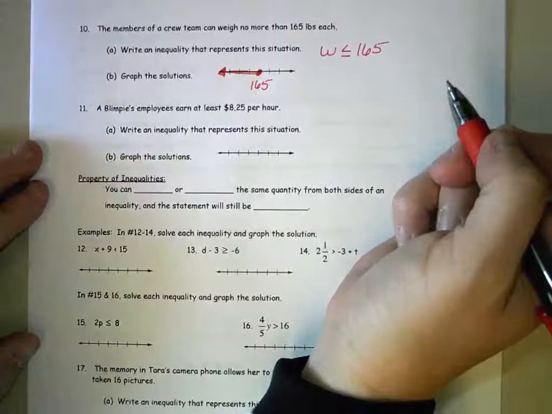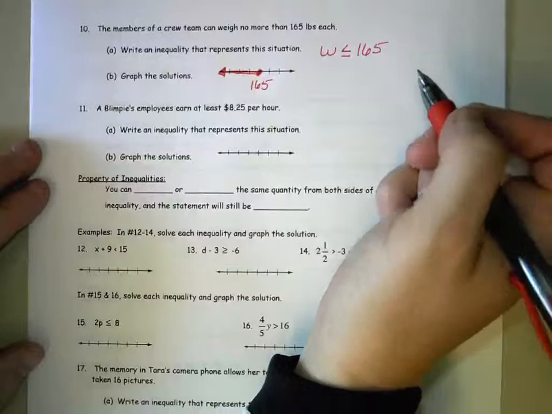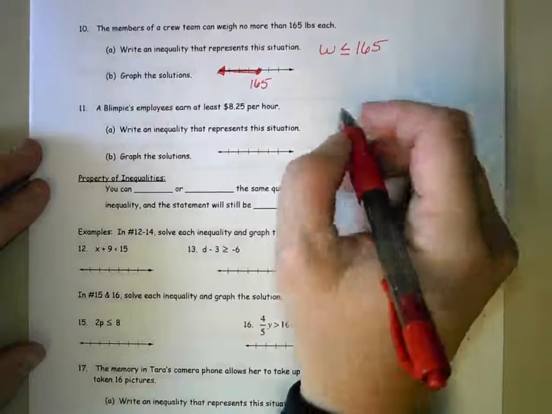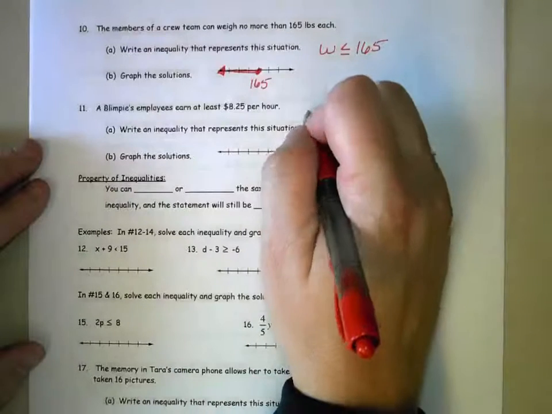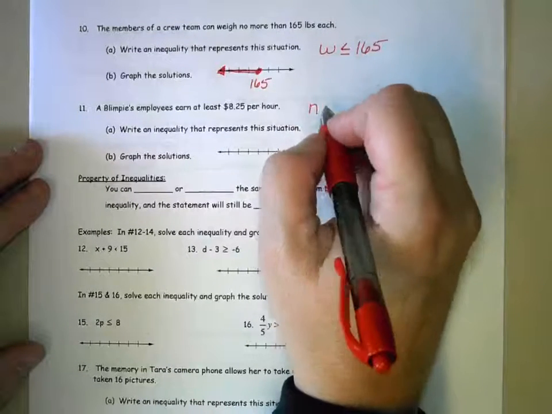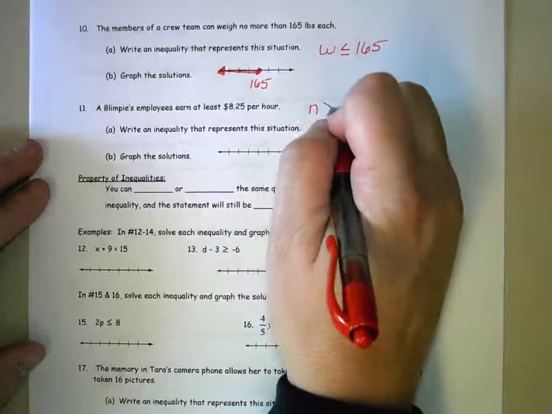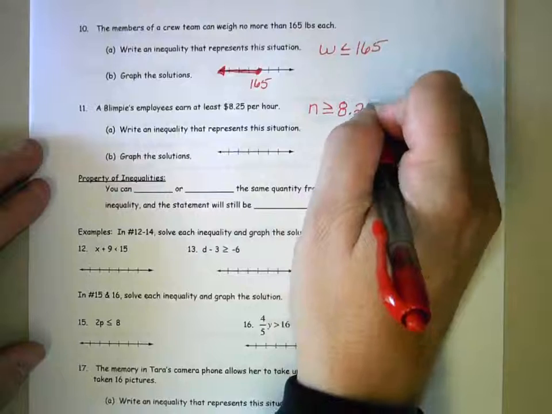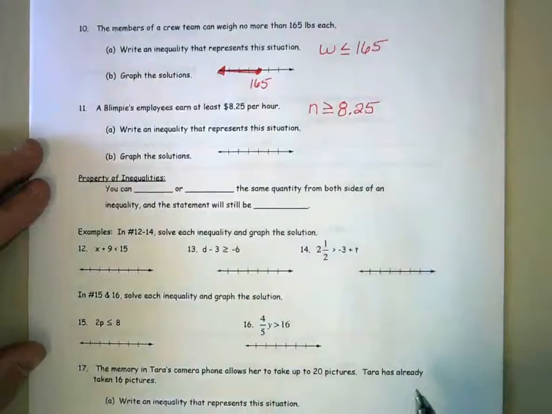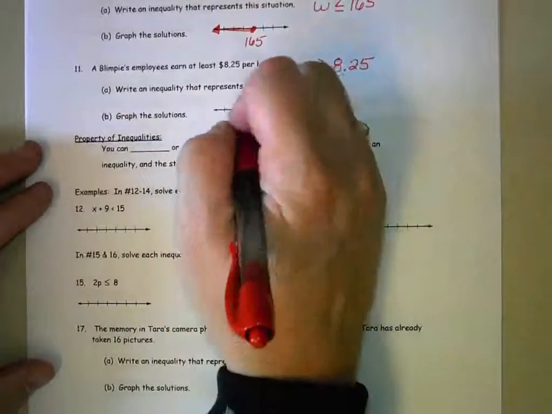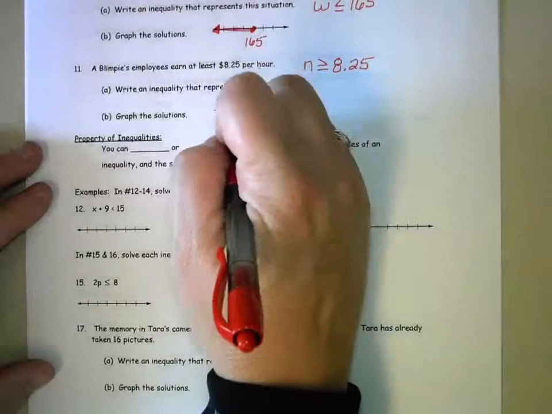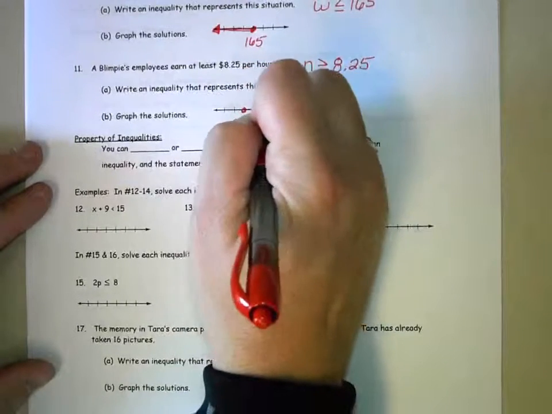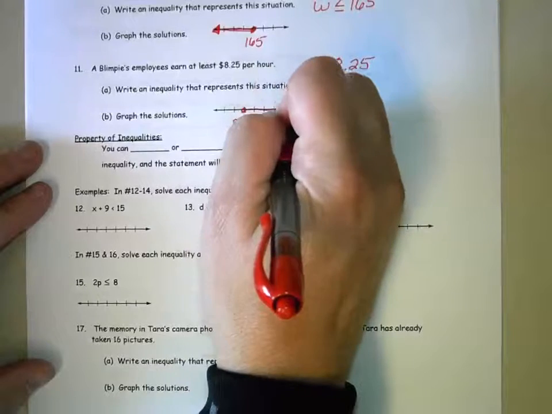Number 11, Blimpie's employees must earn at least, the very smallest amount they can earn is $8.25 per hour. So that amount has to be bigger than or equal to $8.25. So we're going to have a closed circle on $8.25 and everything to the right is colored in.